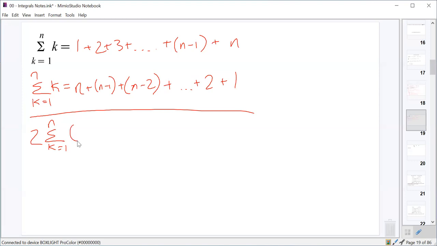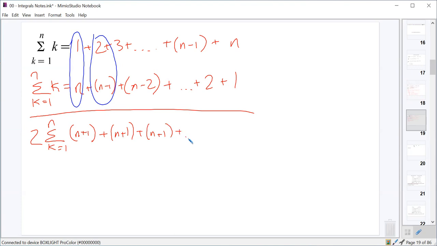Well, the first couple of terms here, the n and the 1, add up to n plus 1. n minus 1 plus 2 is going to add up to n plus 1. And every term along the way is just going to add up to n plus 1. And if we think about this, how many n plus 1s did we have? Well, we had the integers from 1 to n, which would be n of them. So 2 times the sum from k equals 1 to n should equal n times n plus 1.